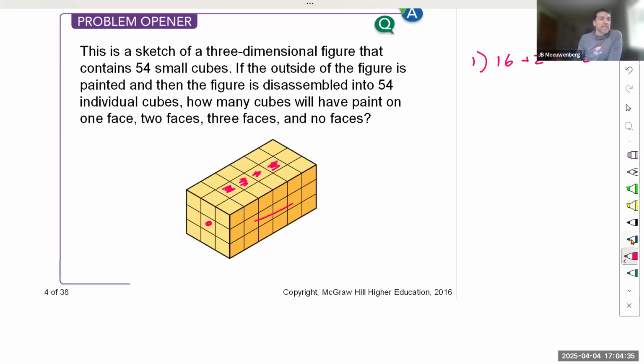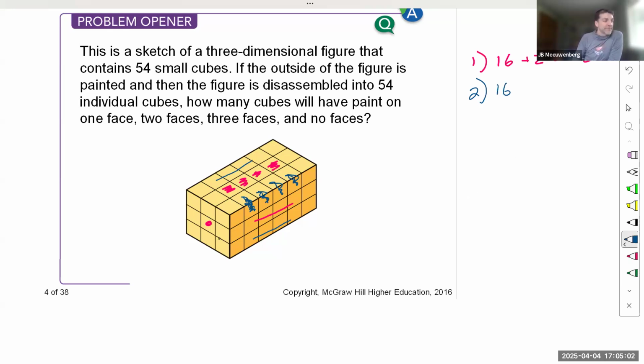Now let's look at the ones that would have paint on 2 of their faces. Well, that's going to be, if I look at these 4 to start, 1, 2, there's 2 faces, the rest are covered. There's another one, there's another one, there's another one. So that's 4. I'm also going to have these 4, these 4, and the 4 in the back and the bottom that I can't see.